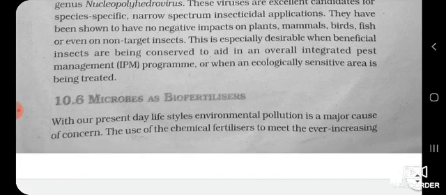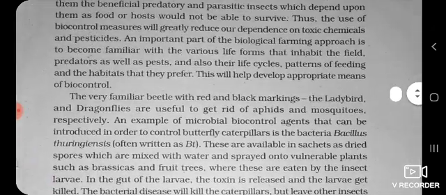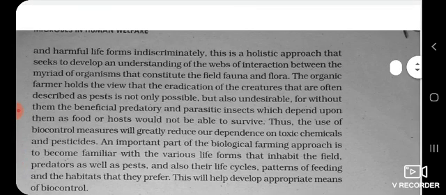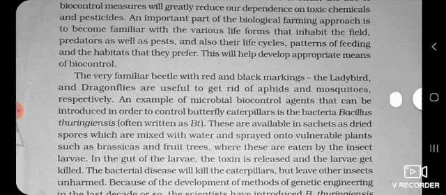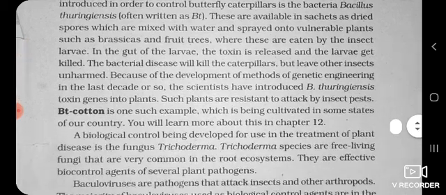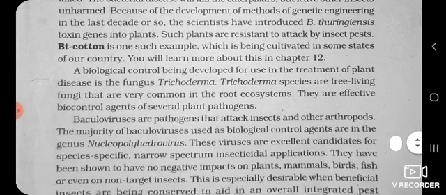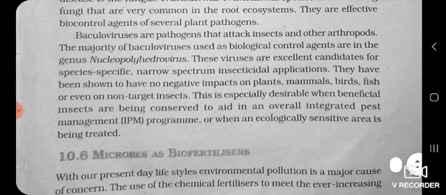Now the next part is the microbes as a biofertilizer. From this paragraph you have to remember the examples, like for example we have seen the ladybird, beetle and dragonfly, then Bacillus thuringiensis, Bt cotton, baculoviruses, Trichoderma species. There will be questions asked on these particular examples.